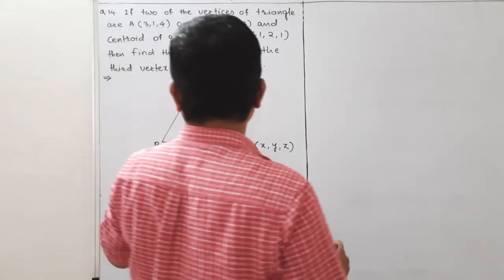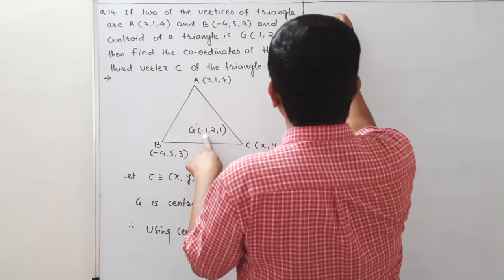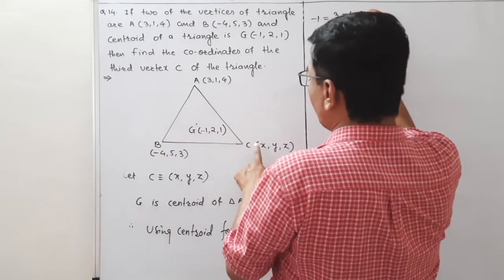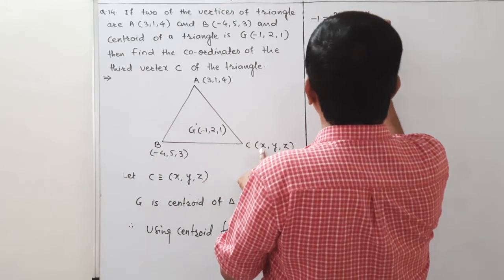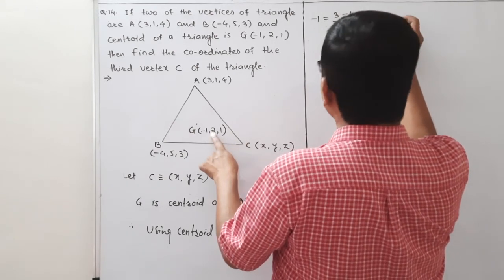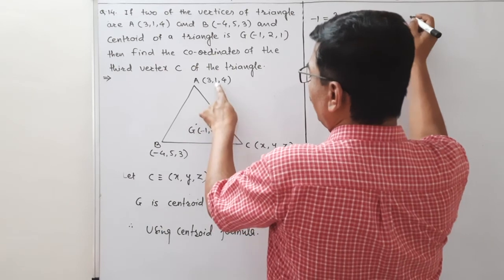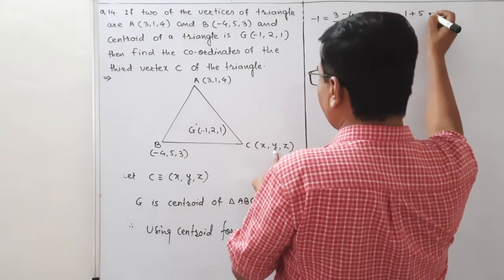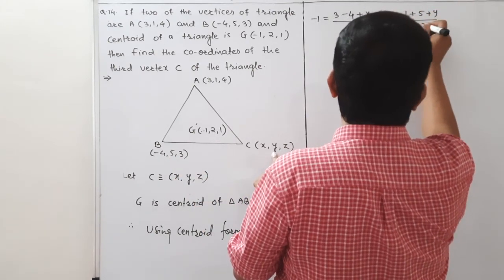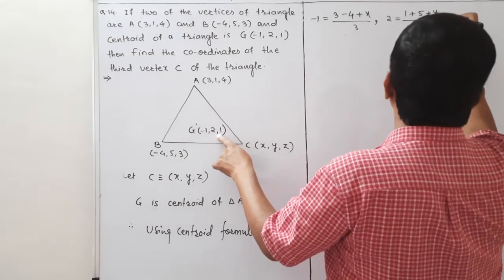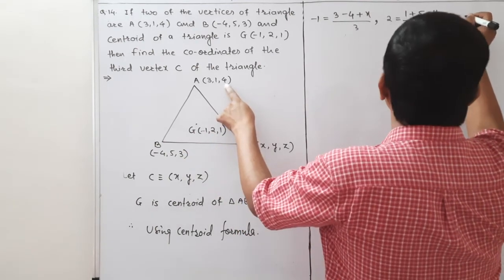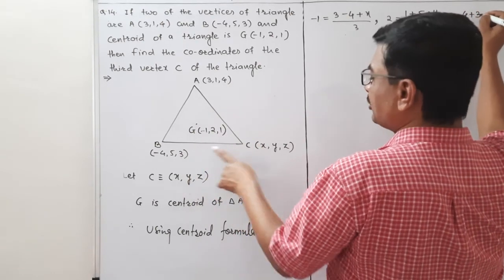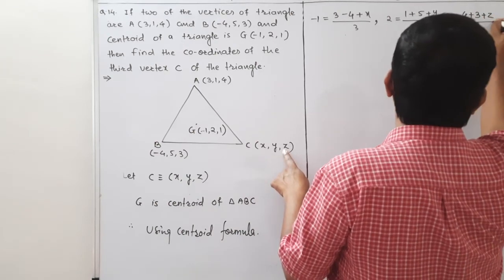we can write this x coordinate of G, that is -1, is nothing but equal to x coordinate of A is 3, x coordinate of B is -4, x coordinate of C is x, plus x divided by 3. This 2 is equal to y coordinate of A is 1, y coordinate of B is 5, and y coordinate of C is y, divided by 3, and 1 is equal to again z coordinate of A is 4 plus z coordinate of B is 3, and z coordinate of C is z divided by 3.